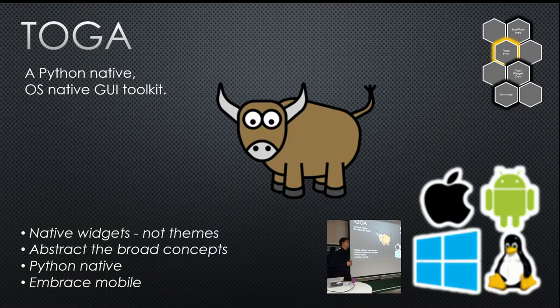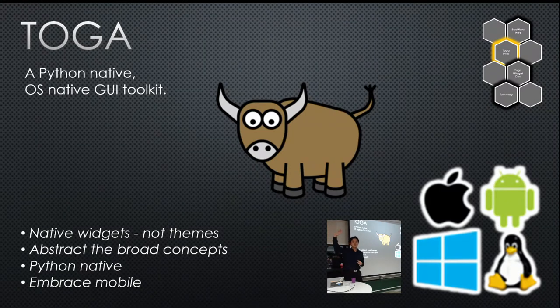So, native widgets, not themes. This is one of the philosophies that they try to adopt. Because you can see in other frameworks, there are already existing applications such as Electron. You write in JavaScript and you can run in Windows and Linux and other operating systems. Anyone here heard about Xamarin? You write in C Sharp and you can deploy both in iOS and Android and so on. But for this, what we want to do is you write in Python, but it should run as a native application.